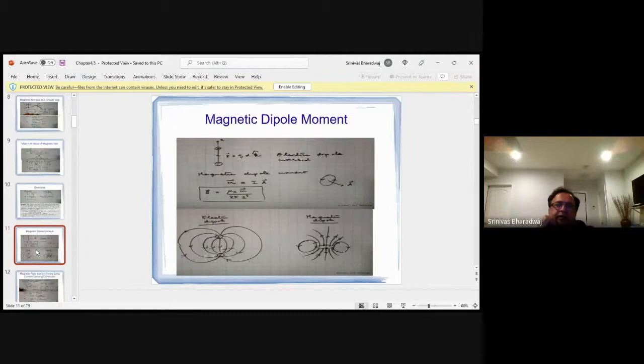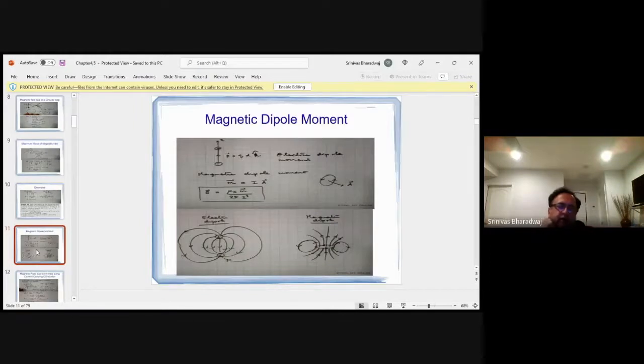Now we then introduce what is called a dipole moment, the magnetic dipole moment. Magnetic dipole moment is called M. M is equal to I times A. If you remember, we had the electric dipole, where the torque experienced by the electric dipole is P cross E, right? And P is equal to 2a times q, right?